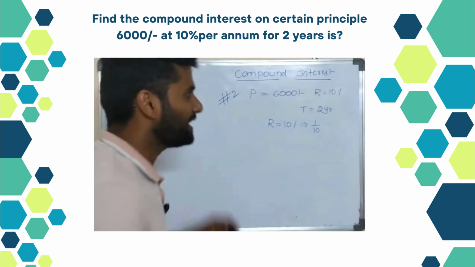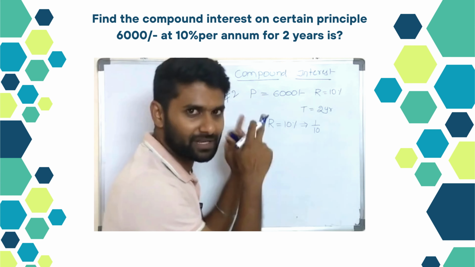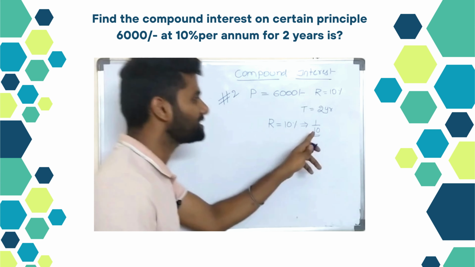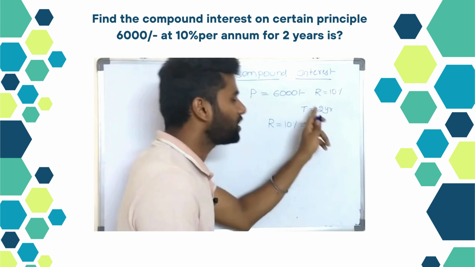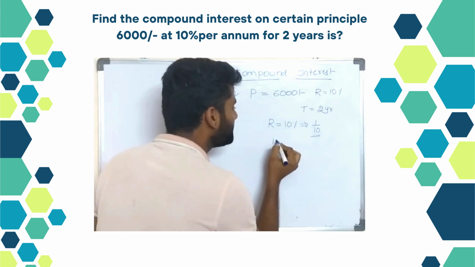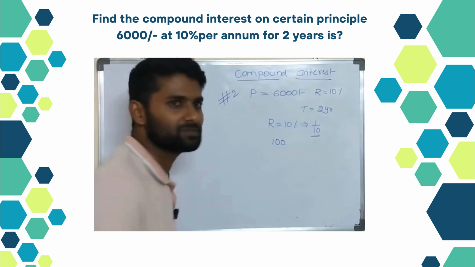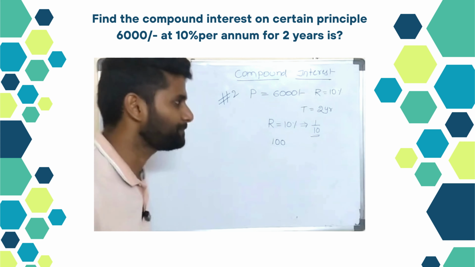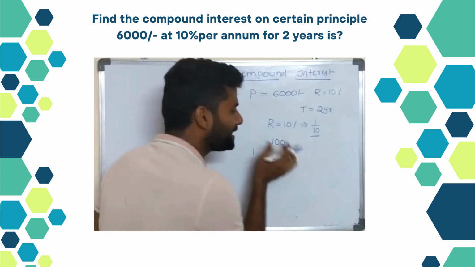My suggestion: irrespective of whatever value is given as the principal, assume the denominator value. See, what is the denominator value? It is 10. Now for 2 years, assume the denominator whole square as the principal. If you assume it this way, you never get any decimal calculation. Now we are taking 100 rupees.